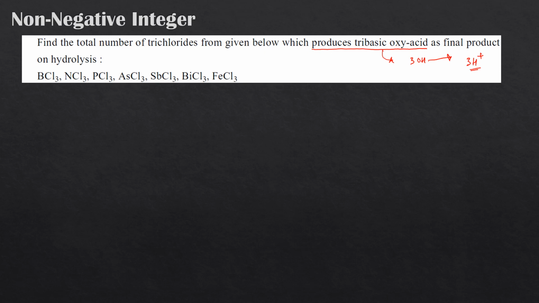So BCl3, when it undergoes hydrolysis, is supposed to produce H3BO3 plus 3 HCl. Although HCl can produce 3 H+ ions, this is not what we are considering by tribasic oxyacid, because HCl is not an oxyacid. H3BO3 is an oxyacid, but this H3BO3 does not dissociate to produce 3 H+ ions.